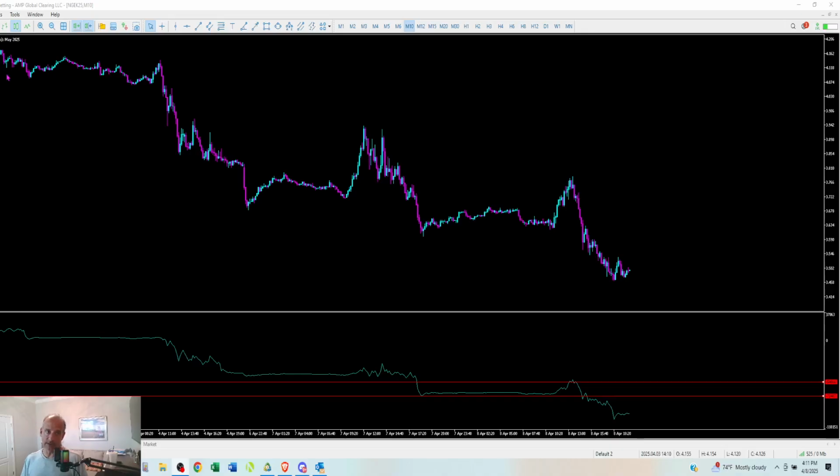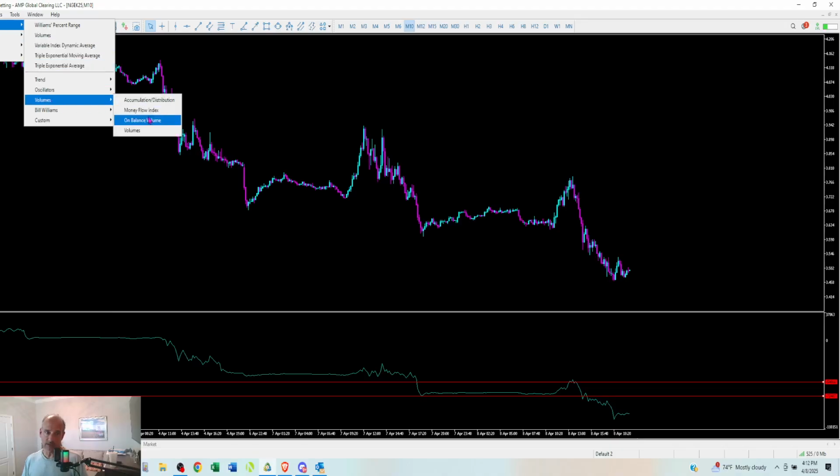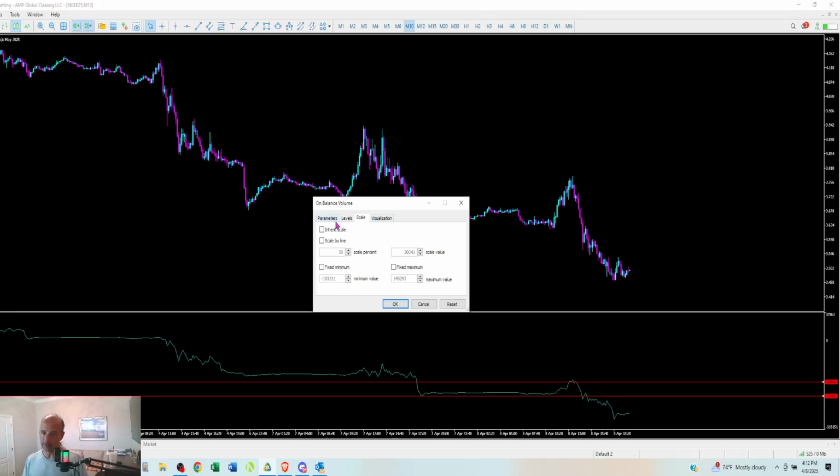So in MetaTrader, this is available on any platform, but in MetaTrader, it's right here under volumes. It's right here, OBV for short. I set it to real volume. You can use tick or real. It doesn't really make much difference, but it's slightly different, and you can obviously pick whatever color. For scale, just make sure none of these boxes are checked if you're in MetaTrader, because you want this thing stretched out as much as possible. So if scale by line could be defaulted, just make sure you uncheck this. You want this thing to be as open as possible.